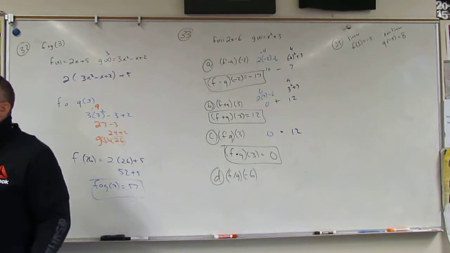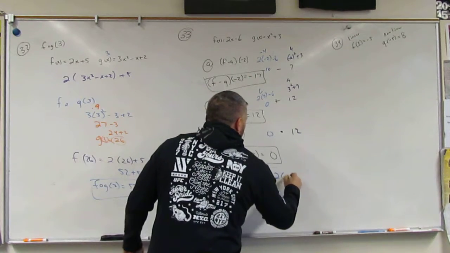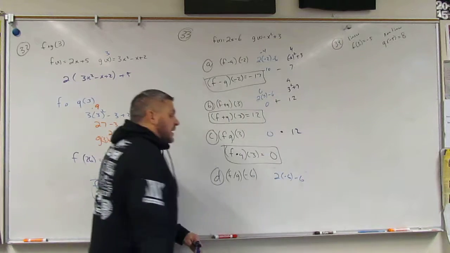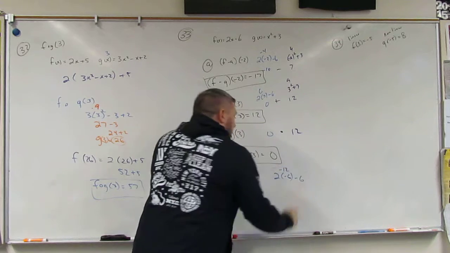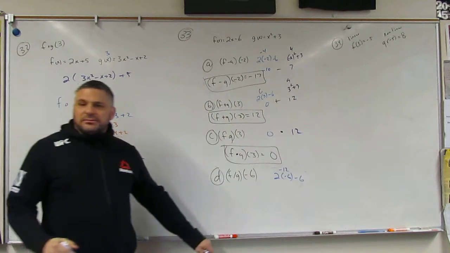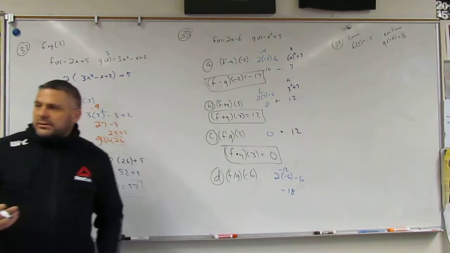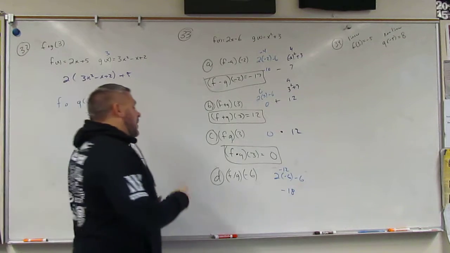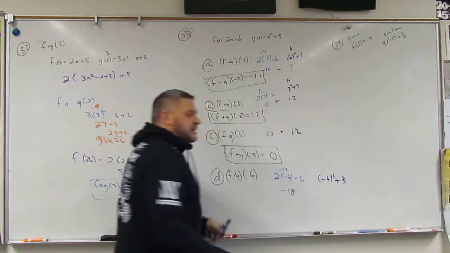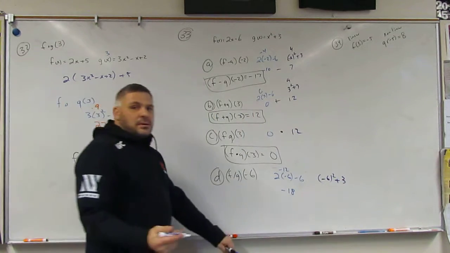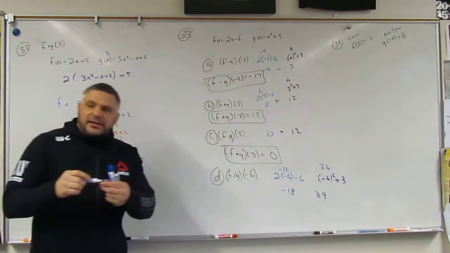Alright, so the last one, we've got to plug in the -6 again. So again, blue, I go 2 times -6, and then minus 6. What is 2 times -6? -12. -12 minus 6 is -18. Then plug in the purple: -6 squared plus 3. What's -6 squared? 36 plus 3 is 39, right?